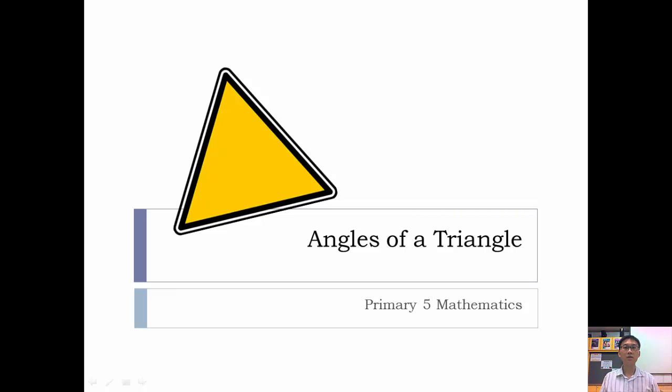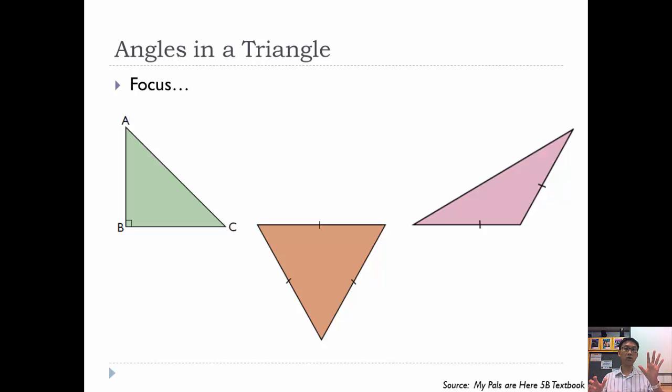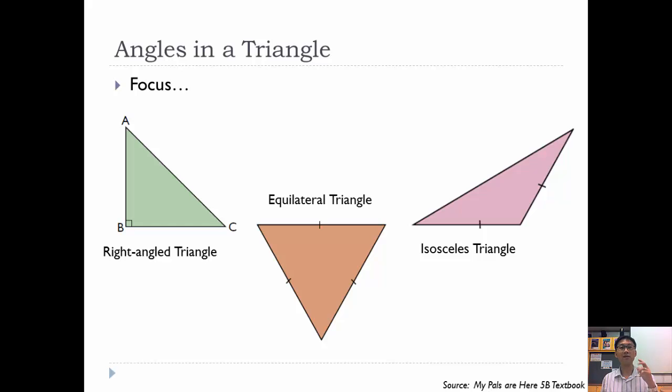Hi everyone, in today's lesson we are going to look at angles of a triangle, and the focus will be on three triangles. So we'll be looking at a right angle triangle, the isosceles triangle, as well as the equilateral triangle. In this video I'm going to look at all three triangles, and our focus is mainly to know the properties of each triangle, as well as how to use these properties to find the unknown angles.